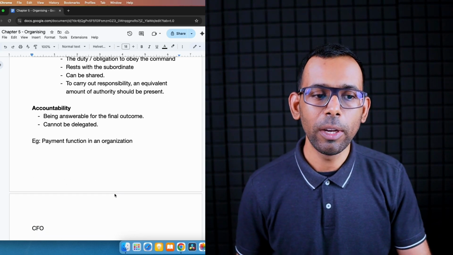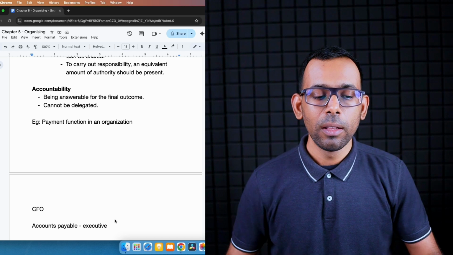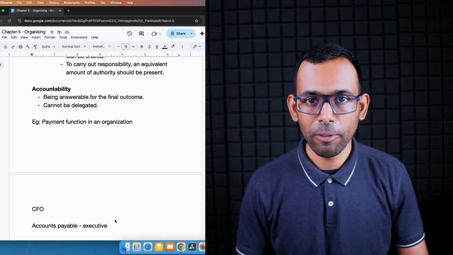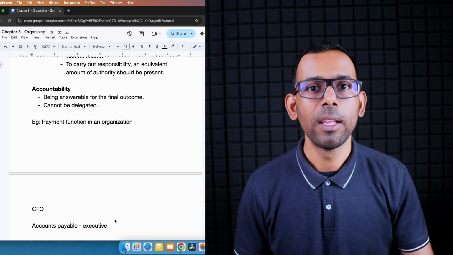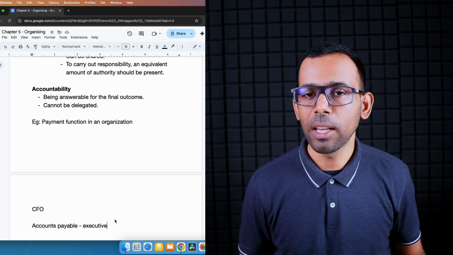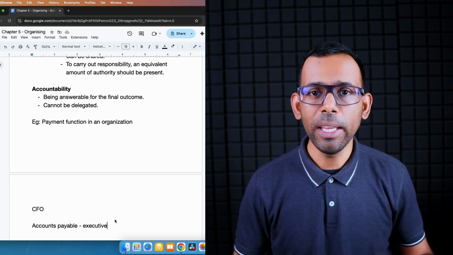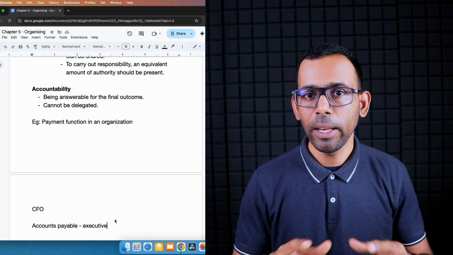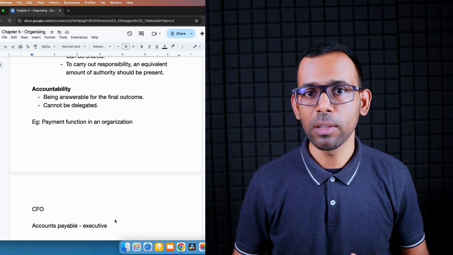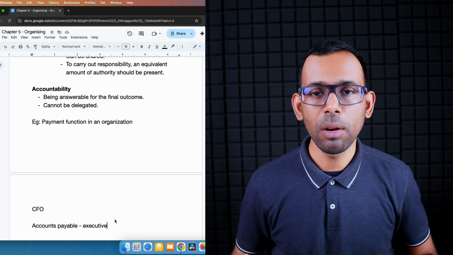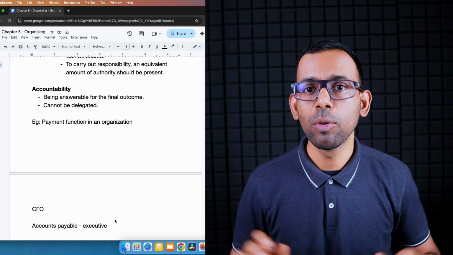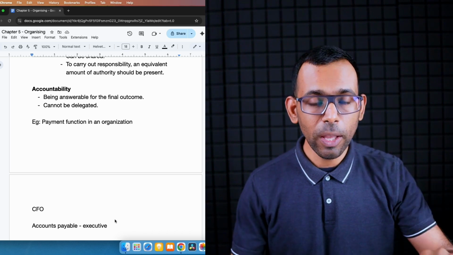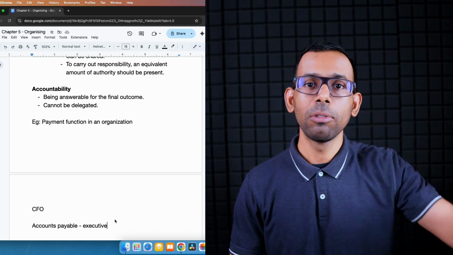Now, what is accountability? In this example, the accounts payable executive is accountable, is answerable to the CFO for the outcome of this responsibility. So what is he answerable for? He is answerable for being able to settle all the dues on time. The CFO does not need any headache of reminders from the vendors saying that your company is not paying us on time, so we will not supply goods to you hereafter. The CFO doesn't want any of this nonsense. So the accounts payable executive is answerable that way to the CFO.